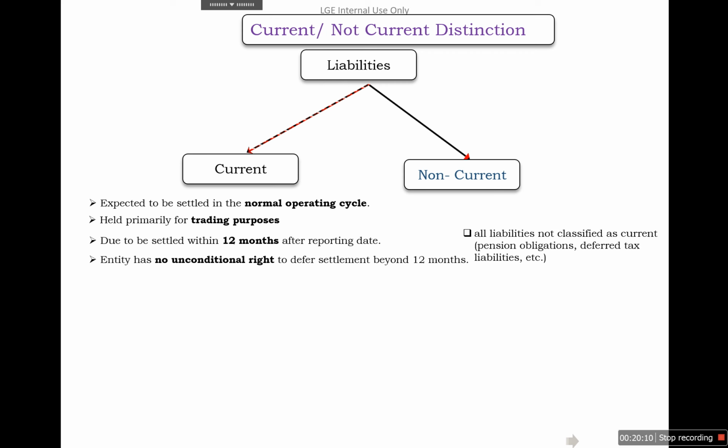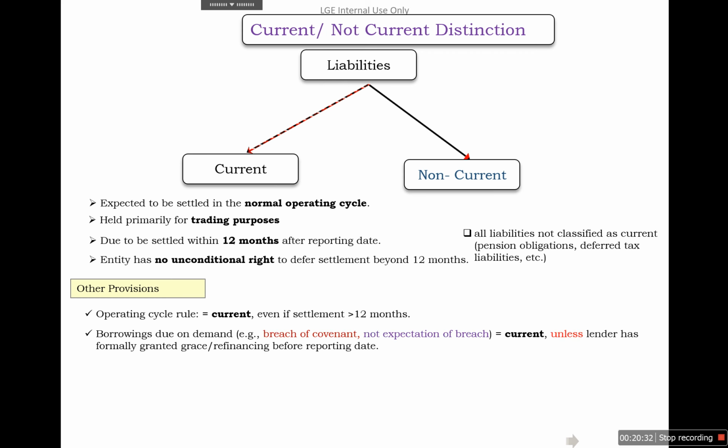And all other liabilities that are not classified as current, like pension obligations and deferred tax liabilities, will be classified as non-current. Deferred tax, whether it is an asset or liability, will always be classified as non-current. And if we check other related provisions, the operating cycle rule is similar if it is going to be settled within a period of 12 months. And if borrowing is due on demand, it will be called current.